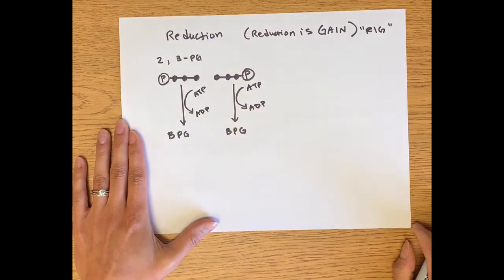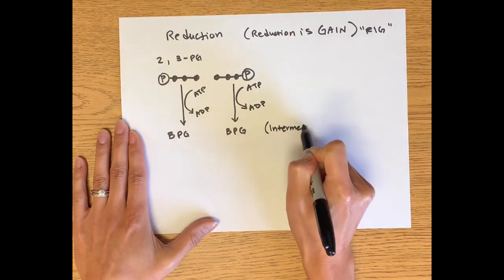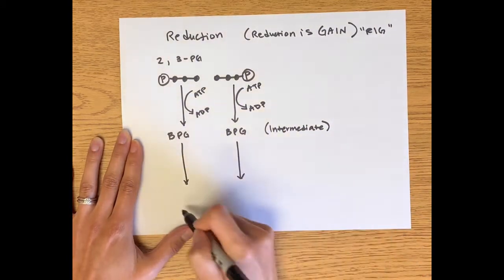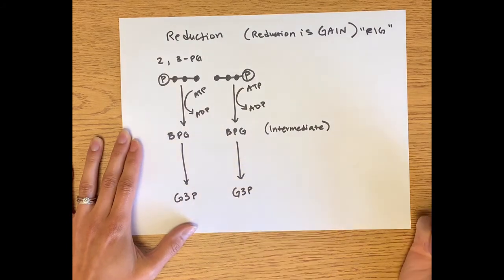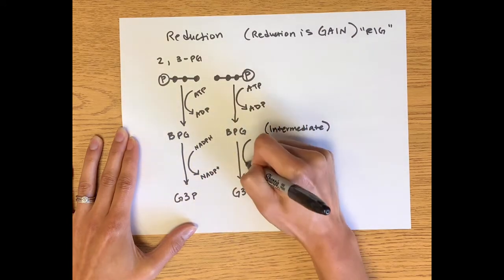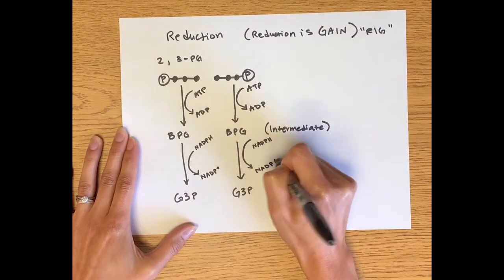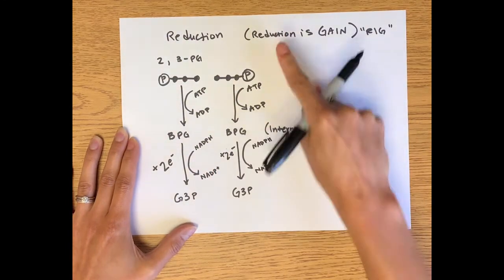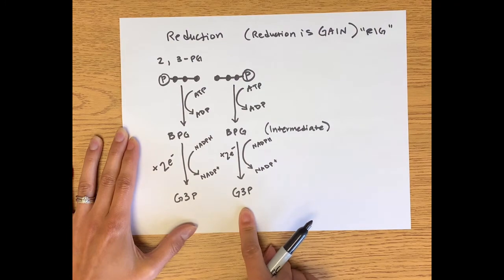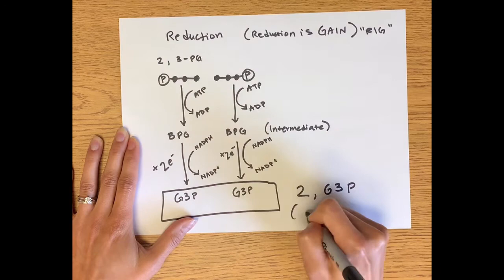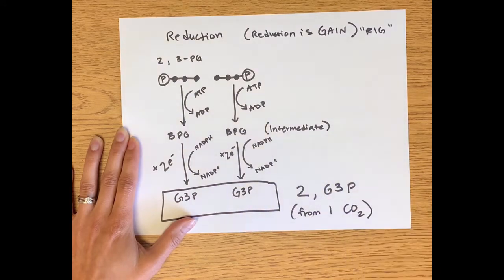But BPG is just an intermediate. It's not the final product. So in the second step of reduction, we're going to generate 2 G3P molecules, which is what we really want to make. And this is going to involve the gain of 2 electrons, which are going to be delivered by NADPH. And so the outcome of reduction is to produce 2 G3P molecules. Remember that this came from 1 CO2.